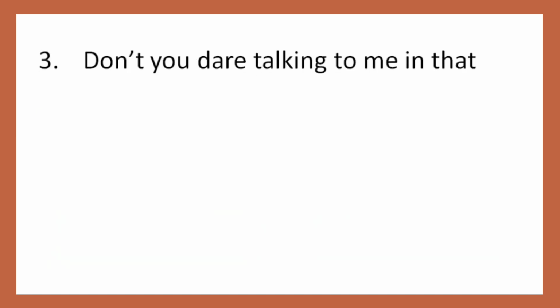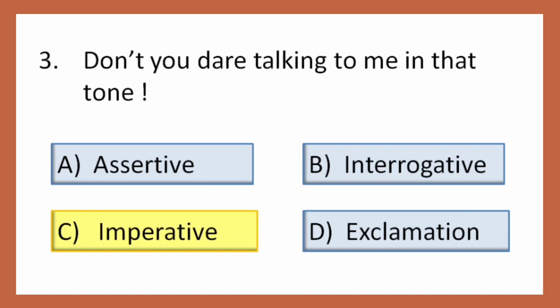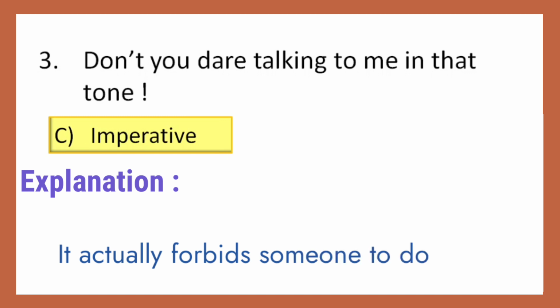Third question. Don't you dare talking to me in that tone. Option A, assertive. Option B, interrogative. Option C, imperative. Option D, exclamation. The answer is option C, imperative. Explanation. Though there is exclamatory mark at the end of the sentence, it actually forbids someone to do something.